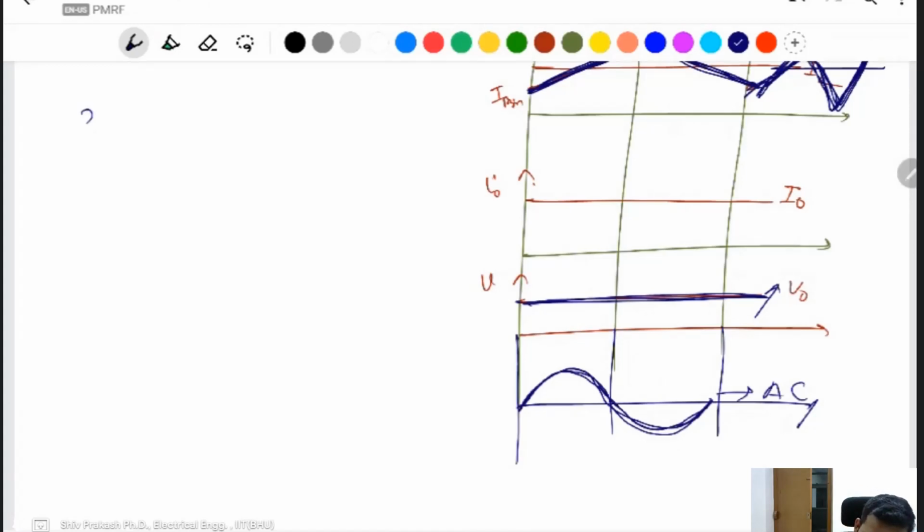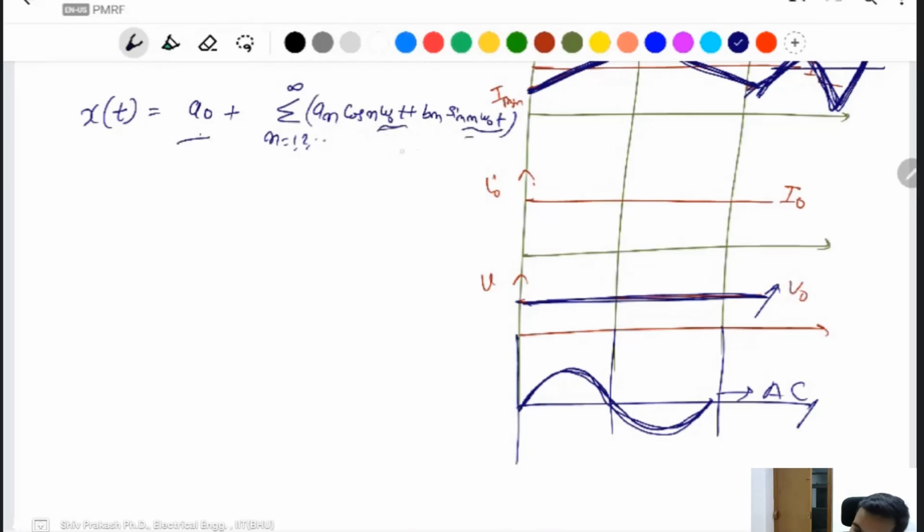For analysis, say x(t) is equal to A naught, a DC signal, plus the summation of harmonics, n equal to 1, 2, like that to infinity, An cos n omega naught t plus Bn sin n omega naught t. And this one is the AC signal. It means the DC and AC both are included.